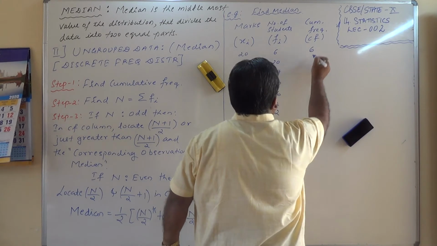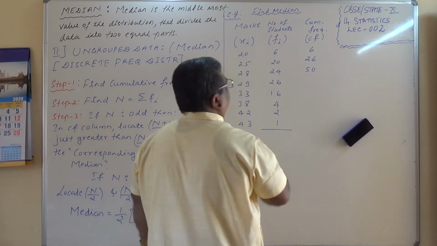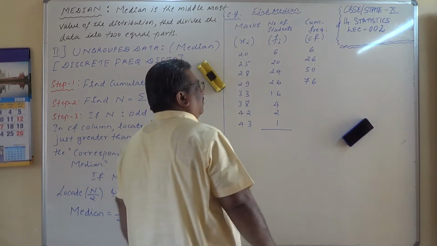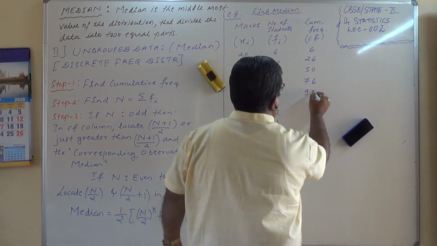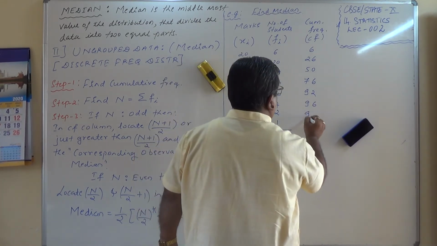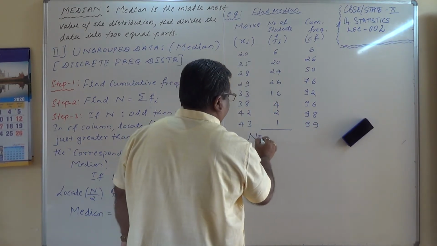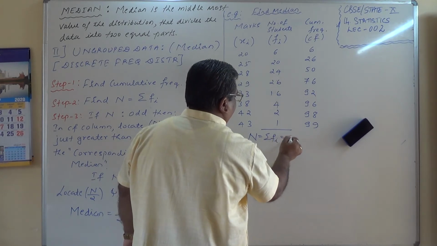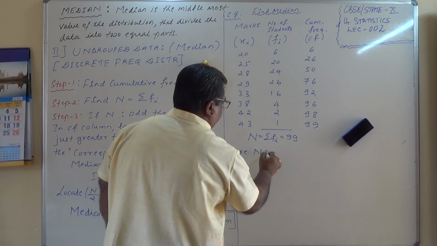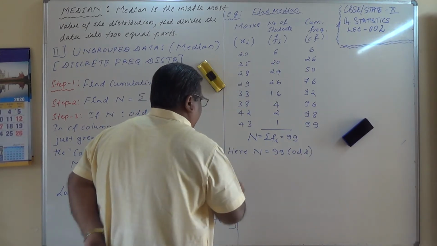6 as it is, 26, 50, 76, plus 10, 86, 92, 92 plus 4, 96, 96 plus 2, 98, 98 plus 1, 99, and therefore here n is equal to sigma fi is equal to 99. So here n equals 99, which is odd, and therefore what is the formula?